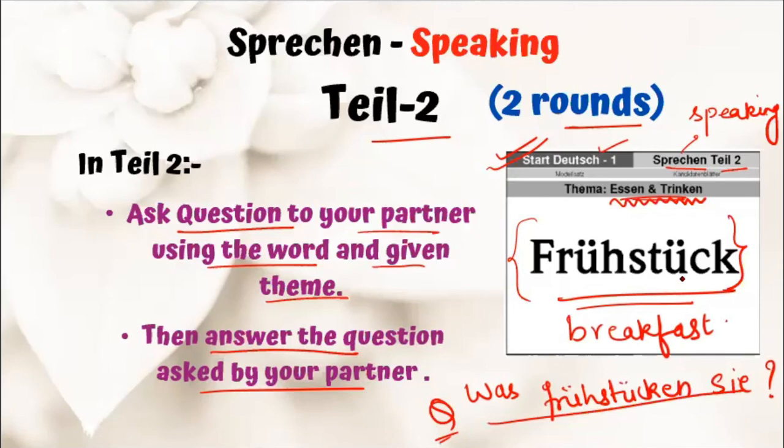Okay, so he will answer what he has eaten or what he has drunk at that time. Okay, so this is tile 2, and you will be provided with 2 rounds. So you have to make 2 questions and you have to answer 2 questions.